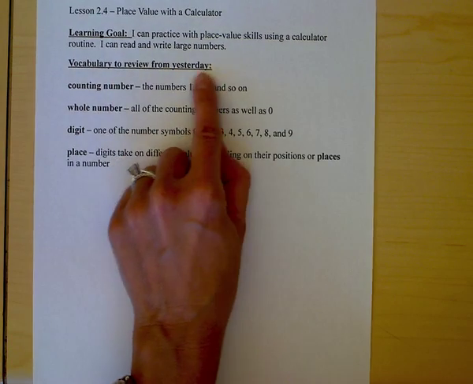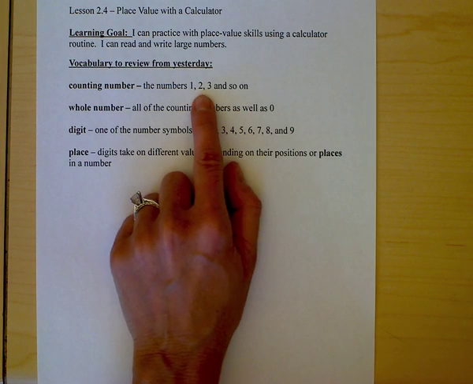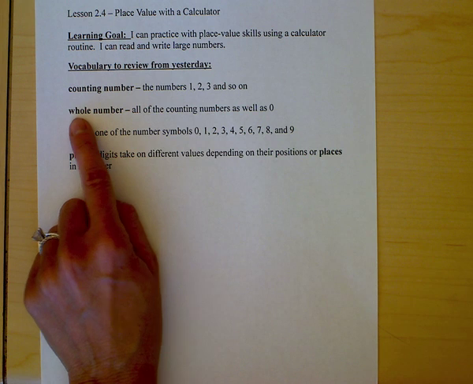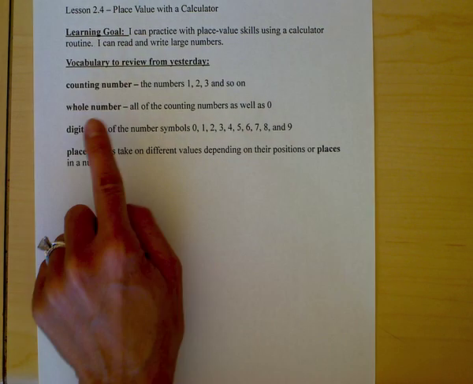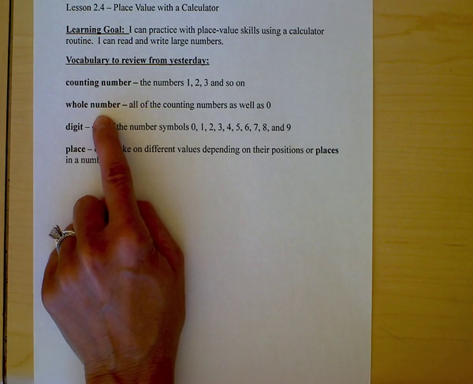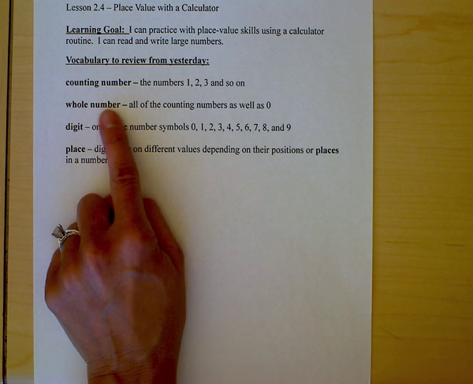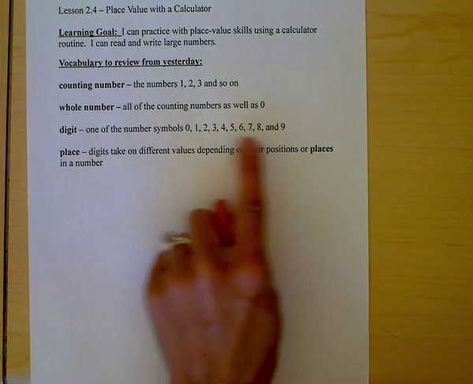Vocabulary to review from yesterday. We've talked about counting numbers. These are the numbers we count with, 1, 2, 3, and so on. We've talked about whole numbers. These are all of those counting numbers as well as 0. Whole numbers are like whole pizzas. 1, 2, 3. I had 4 whole pizzas. Those are whole numbers. Digit. A digit is one of the number symbols, 0 through 9.